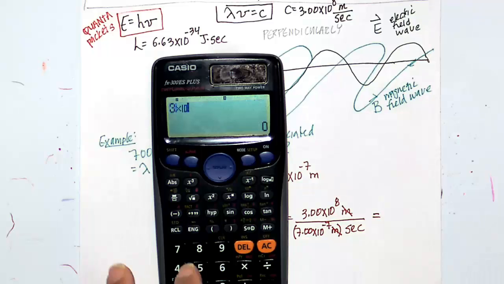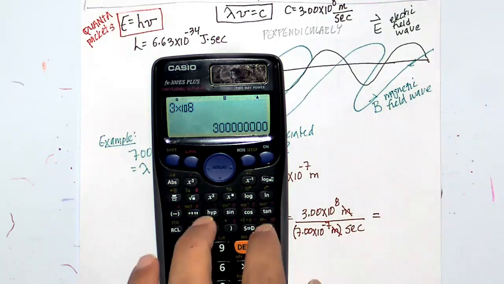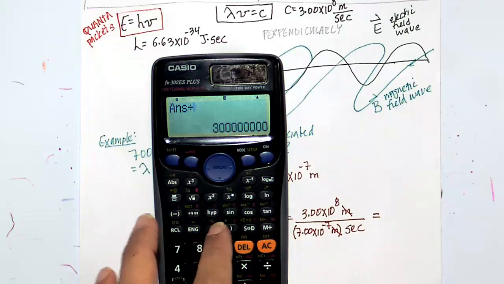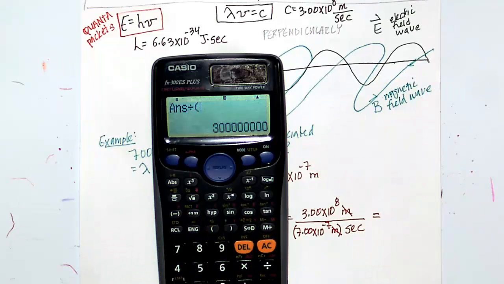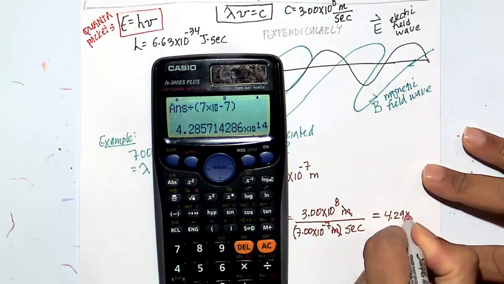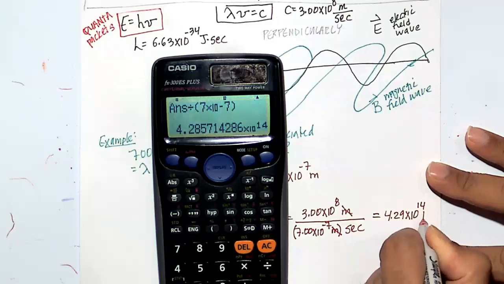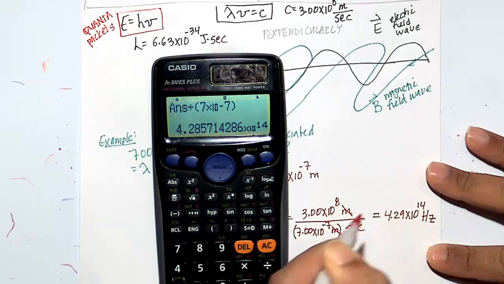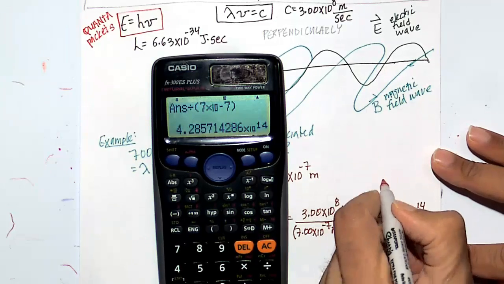3 times 10 to the 8, 3 followed by 8 zeros, divided by, I like putting parentheses, 7 times 10 to the minus 7. Doing that on my calculator, I'm getting an answer of about 4.29 times 10 to the 14. The units here are hertz, which is 1 over seconds.